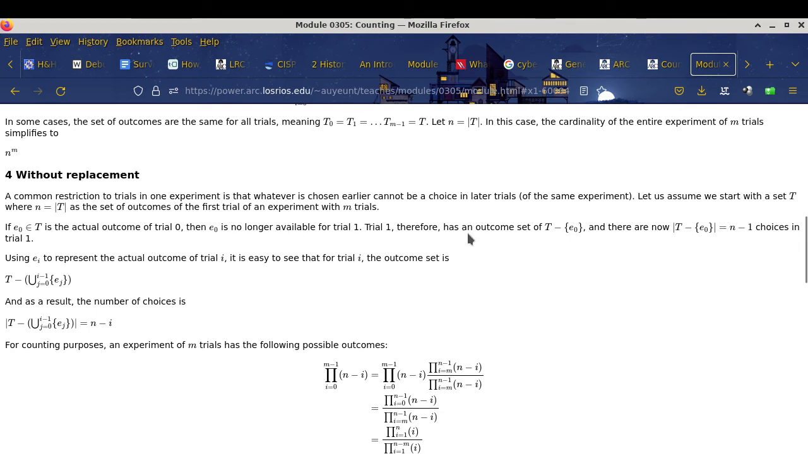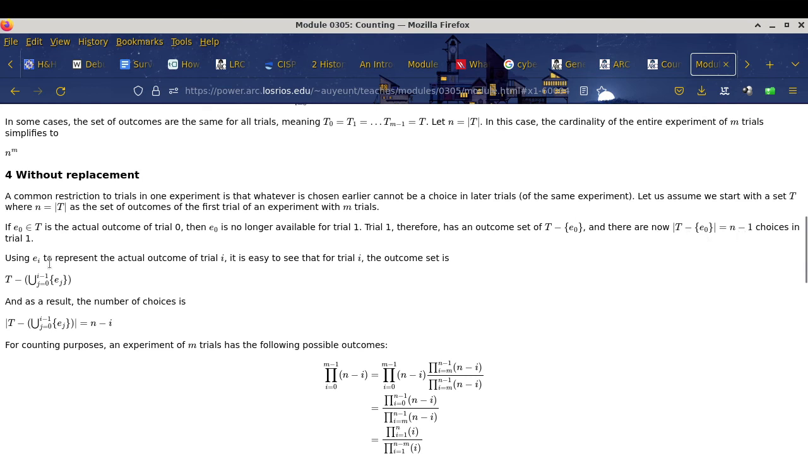Trial 1, therefore, has an outcome set of T minus a singleton set that has only E0 in it. And the cardinality is n minus 1, because we know the cardinality of T is n, and we know E0 is an element of T to begin with. So this difference of two sets is guaranteed to have n minus 1 choices in trial 1.